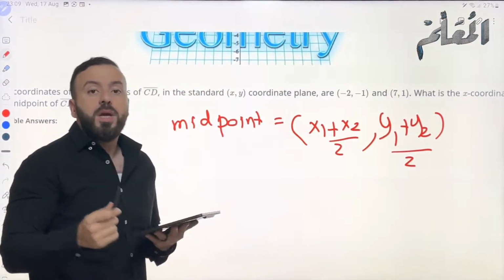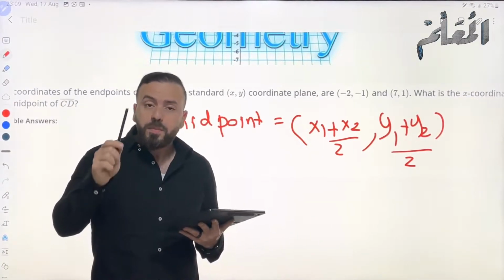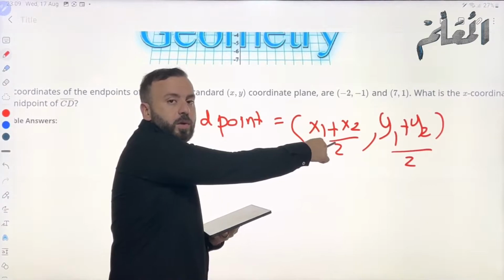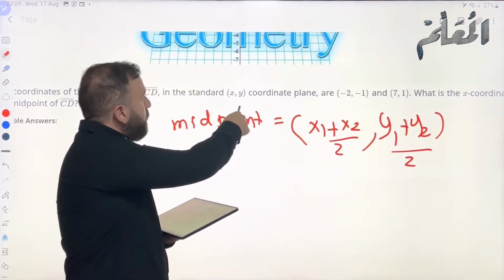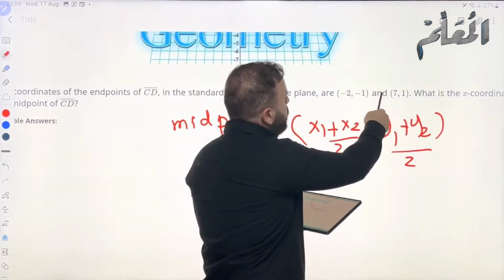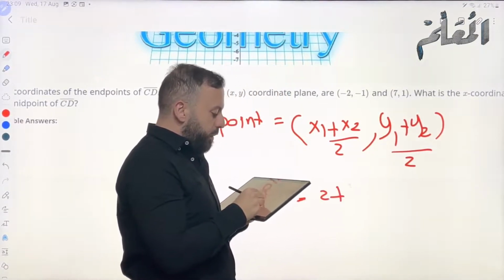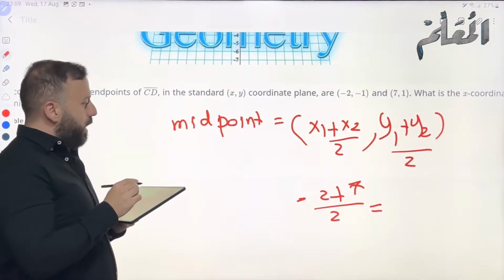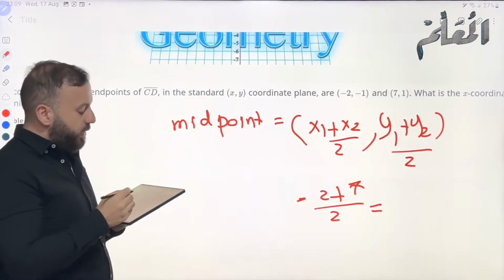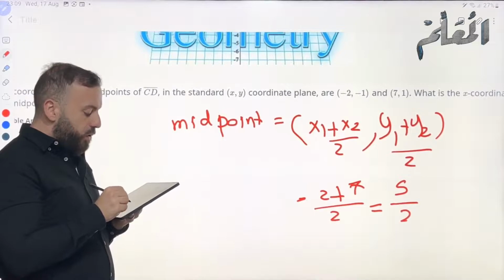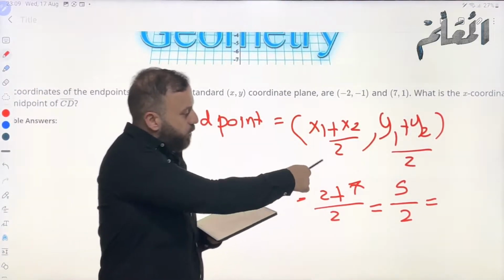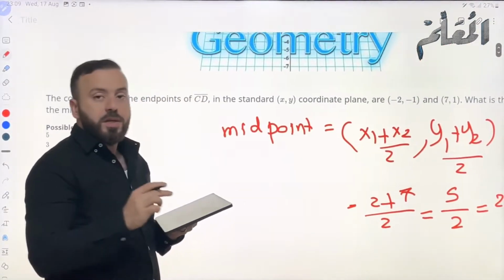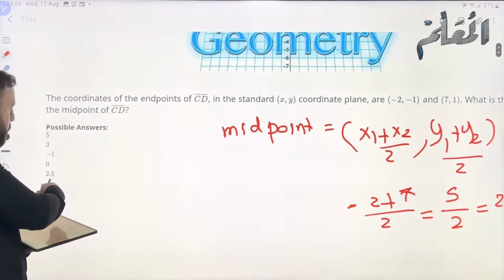Since the question is asking for the midpoint x coordinate, this part is what we want to get. So the x coordinate is going to be -2 plus 7 over 2. -2 plus 7 is equal to how much? Sorry, -2 plus 7 is equal to 5, over 2. And 5 over 2 is equal to 2.5. So the answer here is 2.5.